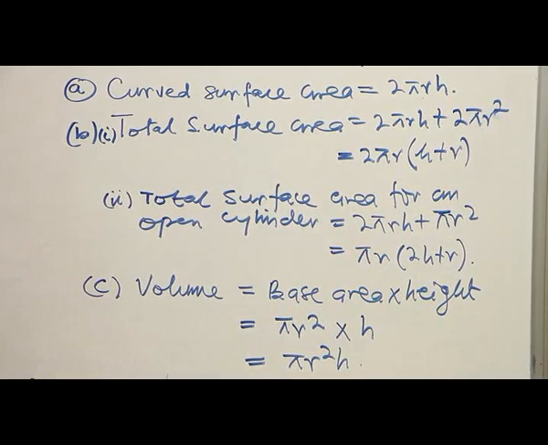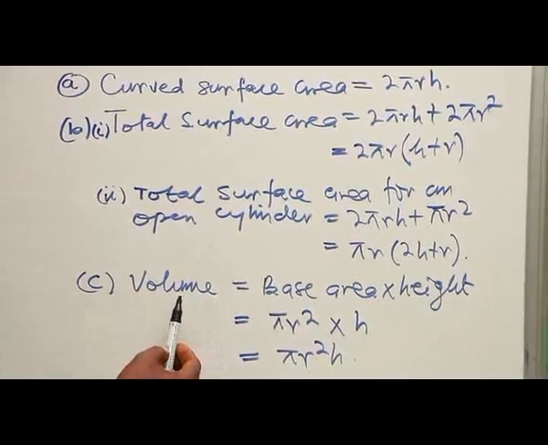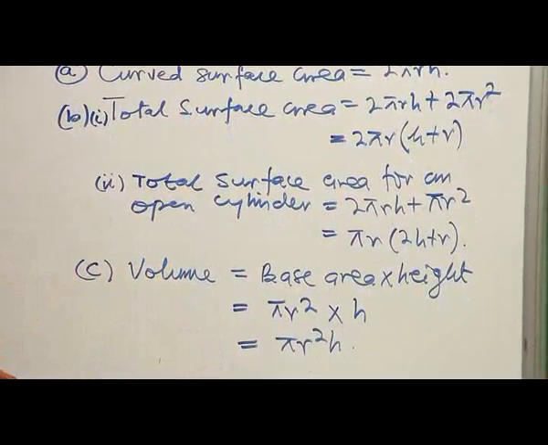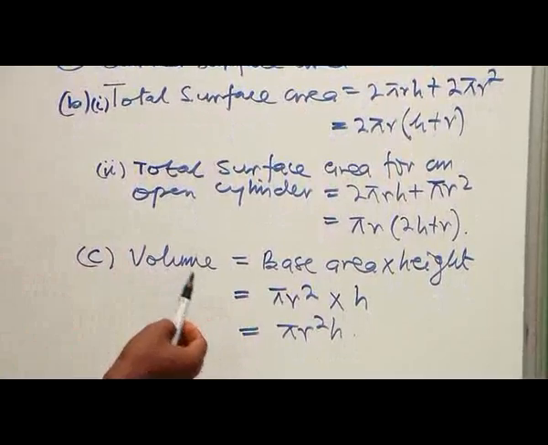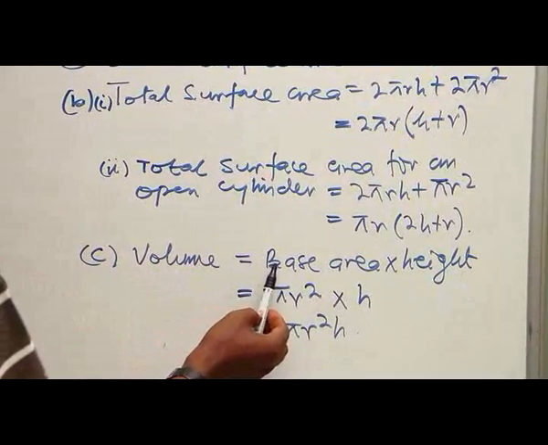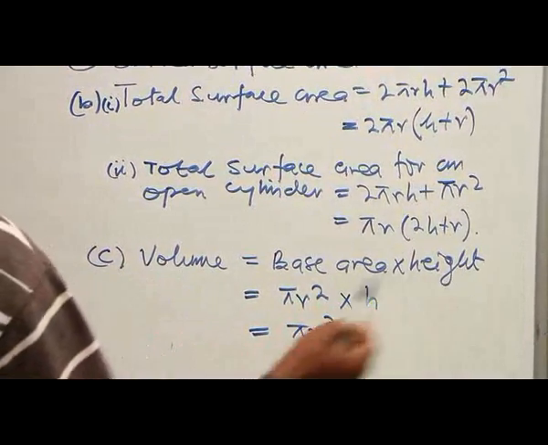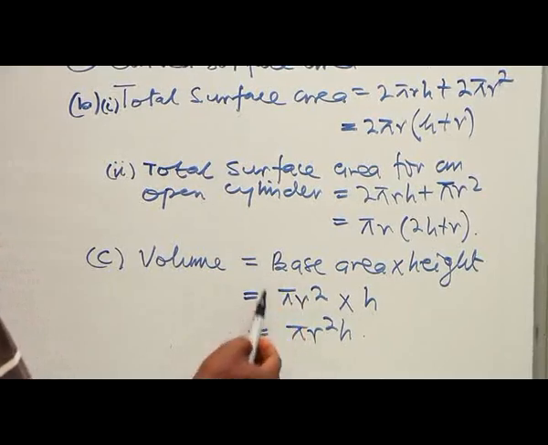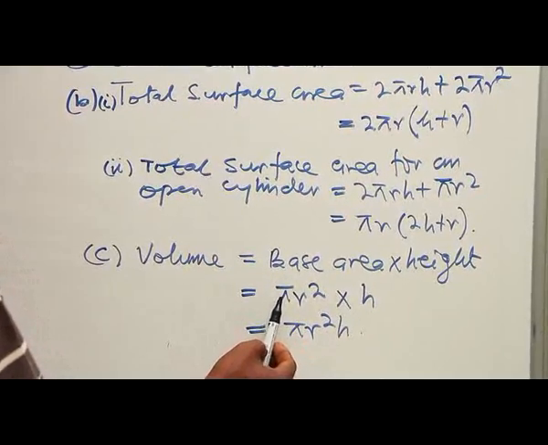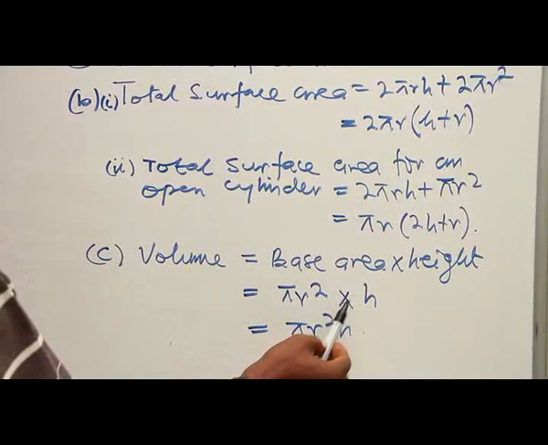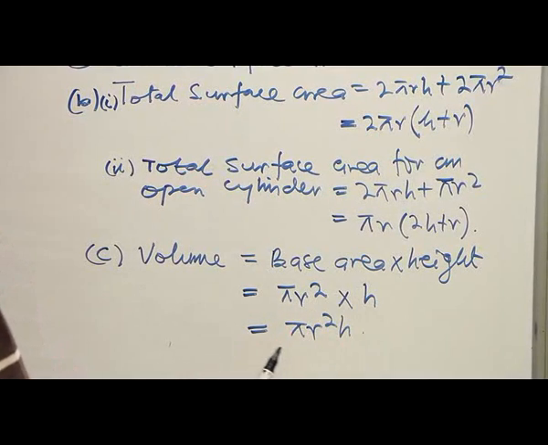Then C, we talk about the volume of a cylinder. The volume of the cylinder is the base area times the height. And our base area here, which is a circular surface, is pi r squared times the height, which is h. And multiplying them together, you have pi r squared h.